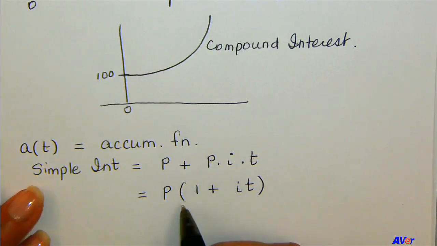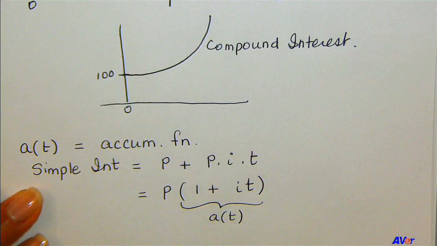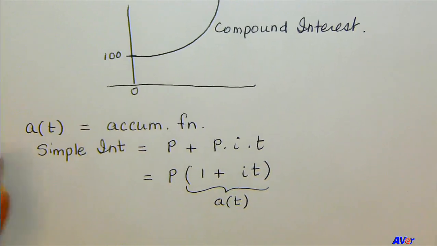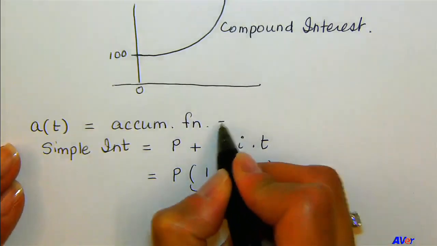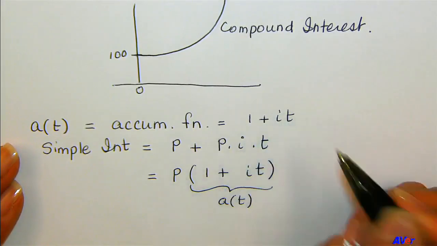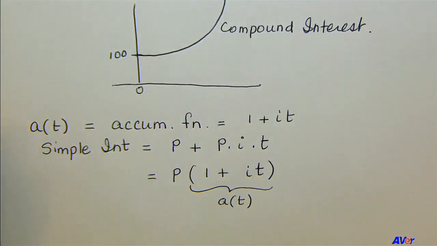So A of t is this. How much does $1 grow in a period of t years? That's A of t, lowercase a of t. That's called the accumulation function. For simple interest, this is equal to 1 plus it. Does that make sense?